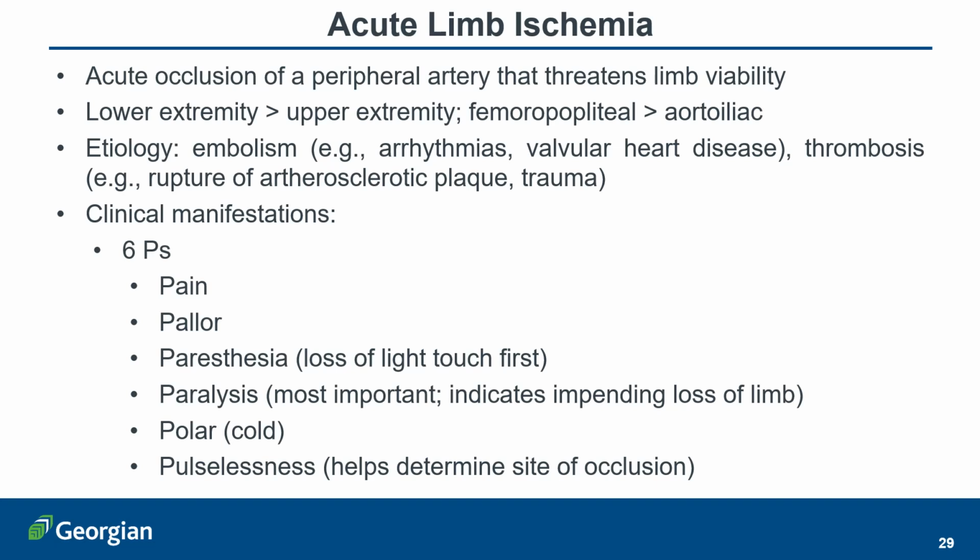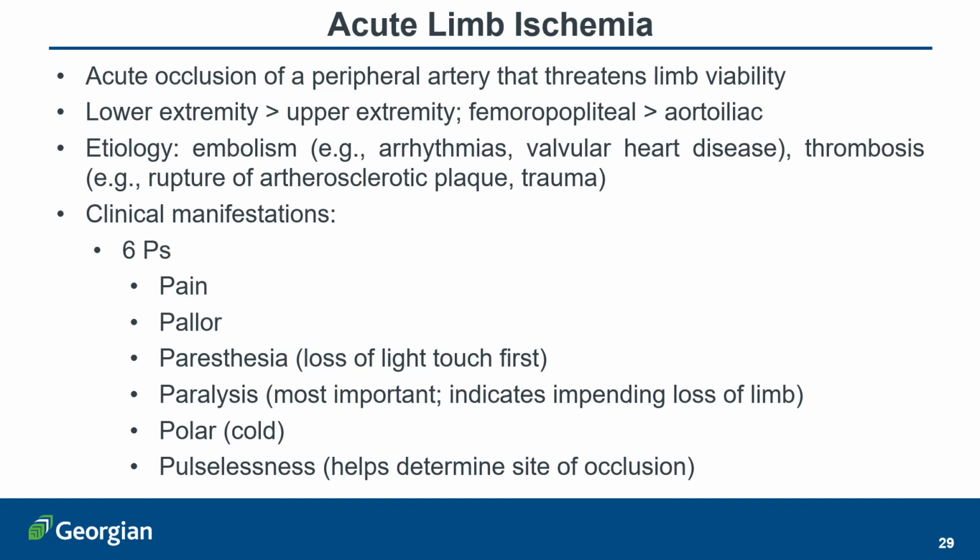The classical clinical manifestation of acute limb ischemia are the 6 P's: pain, pallor, paresthesia, paralysis, poikilothermia or the limb feeling cold, and pulselessness. All these can be easily explained. Pain because of the ischemia, pallor because of the lack of blood flow, paresthesia because of the lack of blood flow to the peripheral nerves. Usually you have the light touch sensation disappearing first.